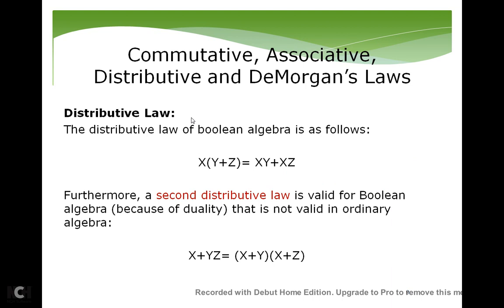Now, of course, we always also have distributive laws. x and (y or z) equals xy or xz. Now, because of duality, we have a second distributive law: x or yz is (x or y)(x or z). And of course, we can work from right to left if we need to.